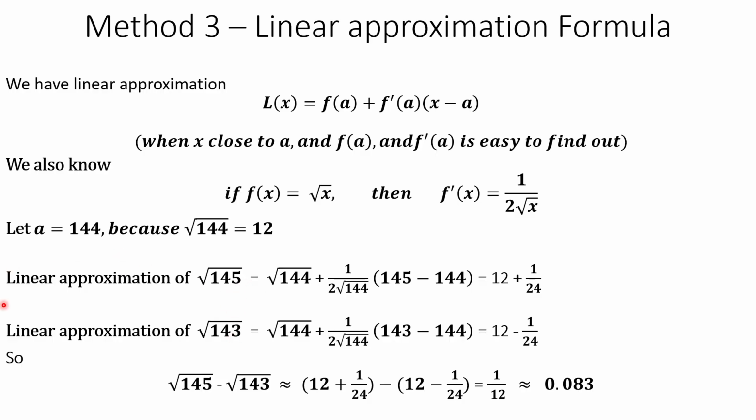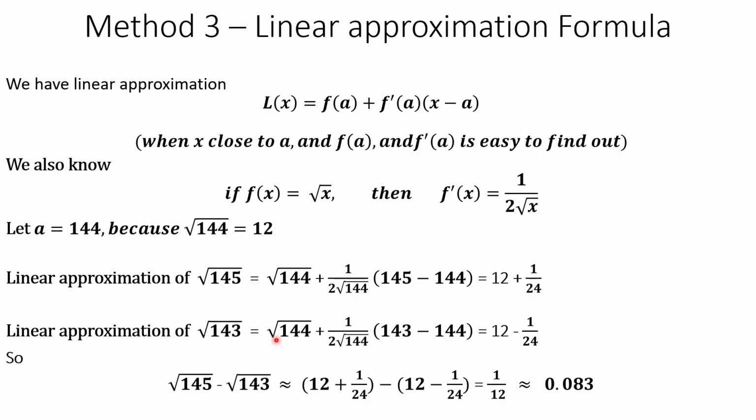And now the linear approximation for the first one would be root of 145 is equal to root of 144, which is root of a, plus now the derived function using a times x minus a. So here it's going to be 145 minus 144, which is going to be 1. So essentially it's only these two, which gives us 12 plus 1 over 24.